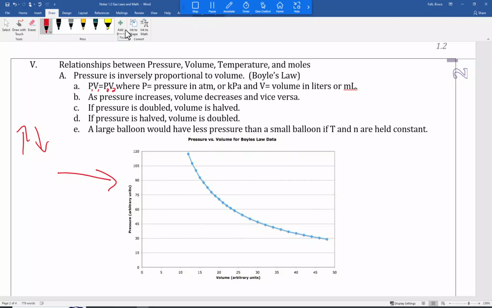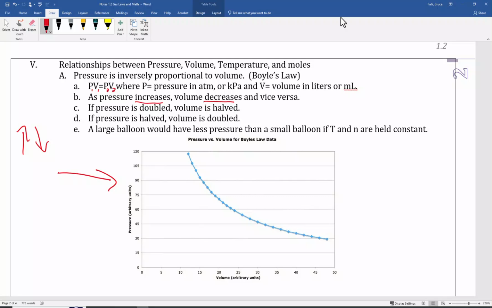As pressure increases, volume decreases. That's the inverse relationship. Opposite. If pressure is doubled, volume is halved. I'm saying this because the questions look like this sometimes. So you get used to the word halved, which I don't know if that's how you're really supposed to say it. Something's cut in half, but it's halved when you cut it in half.